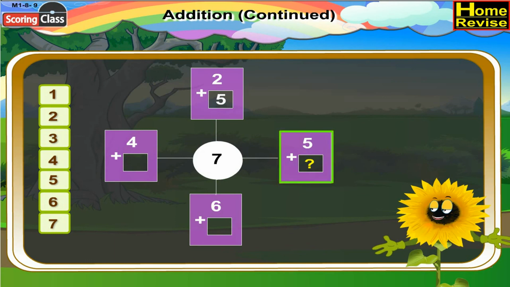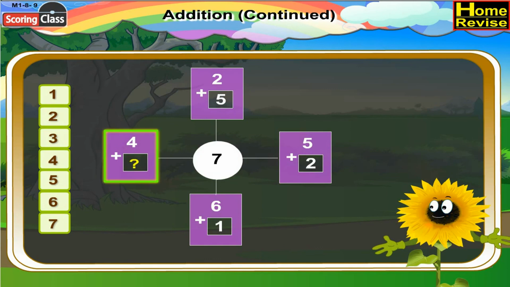What should be added to 5 to get 7? Let's start the counting with 5. So it is 6, 7, which means 2 should be added to 5 to get 7. What should be added to 6 to get 7? Now let us begin our counting with 6. So it is 7, which means 1 should be added to 6 to get 7. So 6 plus 1 is equal to 7.